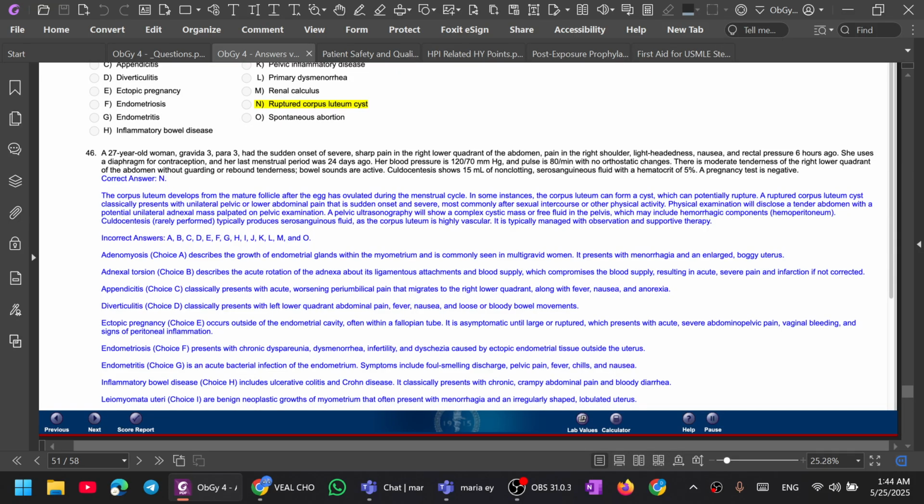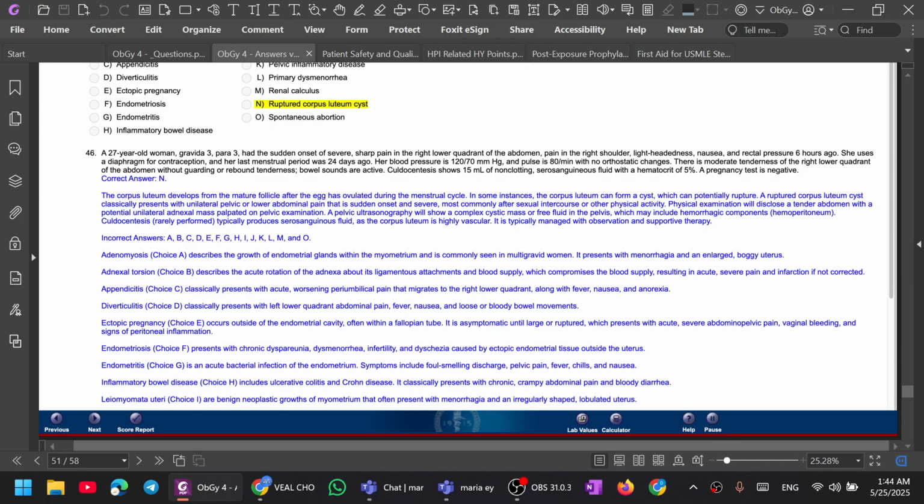Okay, and why is it not what I picked? Appendicitis classically presents with acute worsening periumbilical pain that migrates to the right lower quadrant along with fever, nausea, and anorexia. She doesn't have fever, nausea, or anorexia. And it's not, what was my other one?